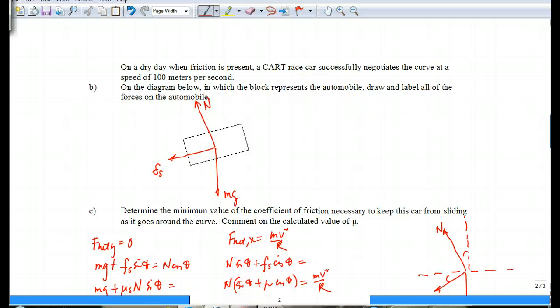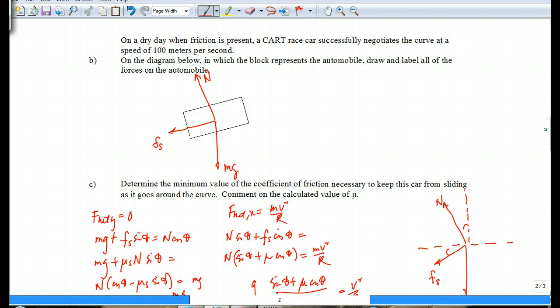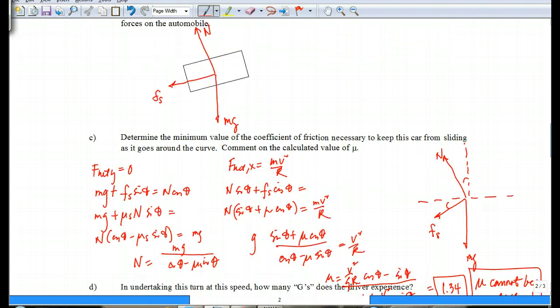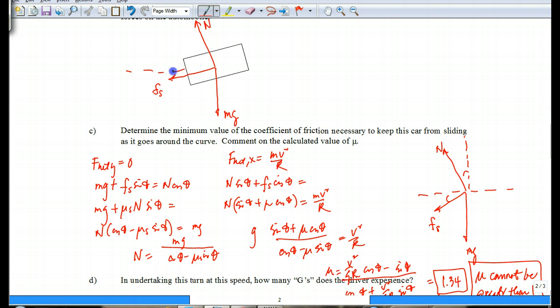Now if we're going to negotiate the curve at much higher speed, 100 meters per second, that's going to require more inward force, and that's going to be provided by a friction force. So the friction force is directed down the ramp. Again, we construct our axes in the same direction, with x horizontal and y vertical. In the y direction, the net force must be equal to 0. We have mg and fs sine theta going downward must be equal to N cosine theta going upward. Doing the algebra, I can get an expression for N.